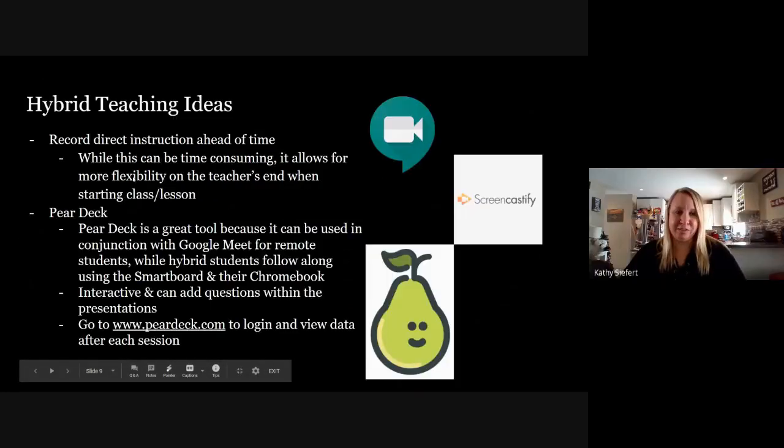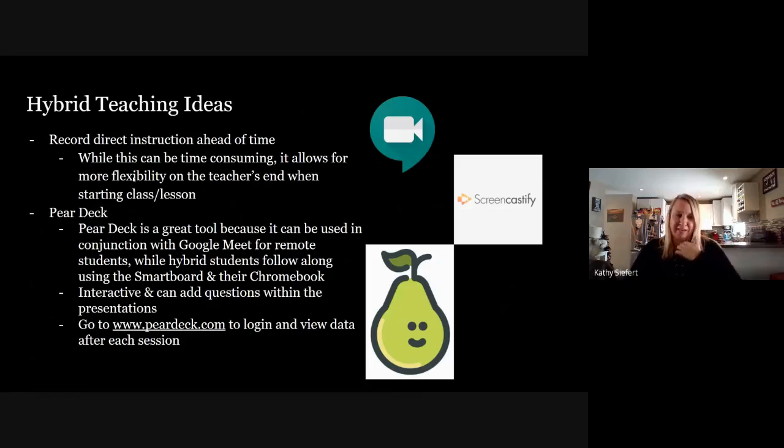All right, so just some additional ideas here. And we talked about this on one of the previous slides for recording your lessons ahead of time. So again, it's definitely front end work in order to do this, but it allows more flexibility on the teacher's end. And also this is a great opportunity if you have a grade level partner, for the 2 or the 3 of you, however many grade level partners you have, to kind of divide and conquer the work.